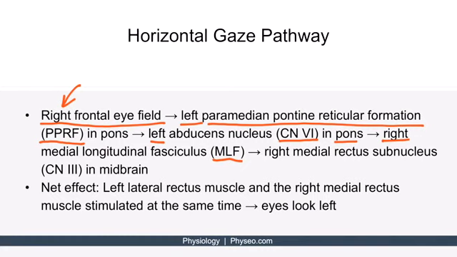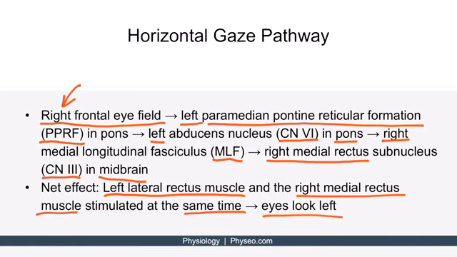So it has now decussated back to the other side, and it'll innervate the right medial rectus subnucleus, cranial nerve 3, within the midbrain. So the net effect is that the left lateral rectus muscle and the right medial rectus muscle were stimulated at the same time, causing both eyes to look left. So if we started with the left frontal eye field, we'd just reverse every one of these terms, and the eyes would look right.